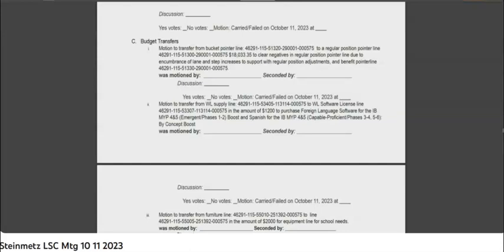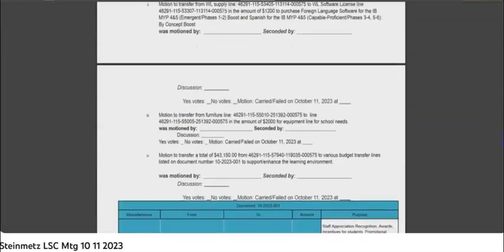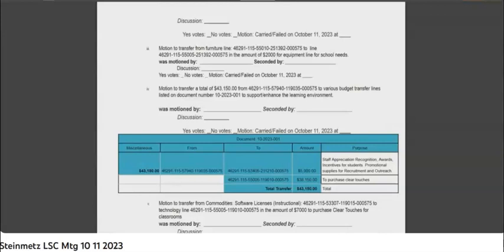Motion to transfer from furniture line 46291-115-550-011-251-392-0000575 to line 46291-115-550-005-251-392-0000575 in the amount of $2,000 for equipment line for school needs. I second. Thank you. Open for discussion? I was just wondering what the school needs are that we're using the money for.